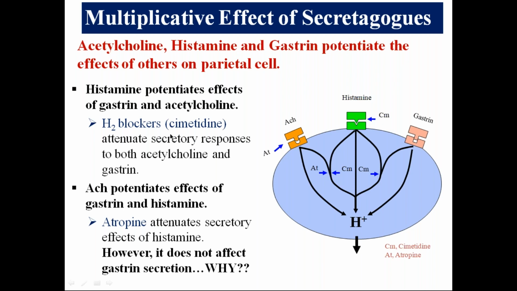H2 blockers like cimetidine, they inhibit the secretory responses, right? Acetylcholine potentiates the effects of gastrin and atropine. So this is just showing you how these three physiological agonists are acting, right? Atropine attenuates secretory effects of histamine. However, it does not affect the gastrin secretion, because gastrin secretion is caused by the release of GRP.